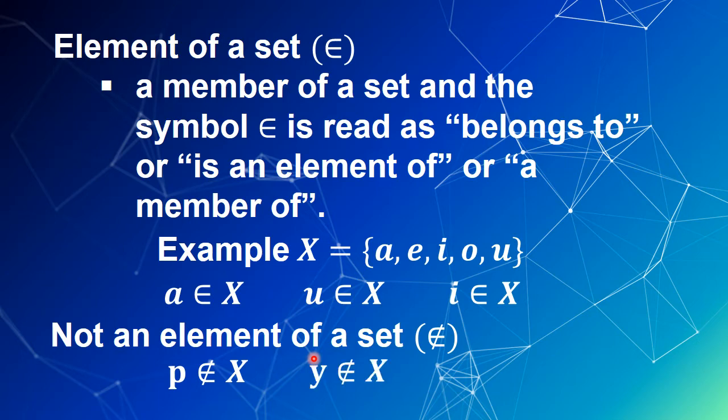if a certain element is not part of the given set, we call that one as the not an element of a set, or in symbol, this is the symbol for not element of a set. So take note of that. All members of a group, those are what we call the elements. And if that member is not part of the group, we call that one as the not an element of a set.